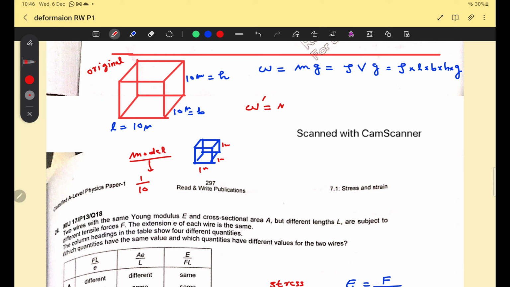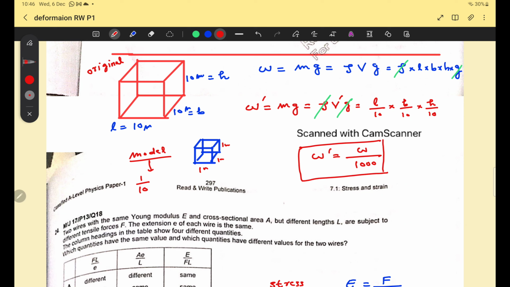And now my question is, what will be its weight? You know that weight is equal to mg. Mass is equal to density into volume. Volume will change. Density is the same, so we can cancel density, we can cancel gravity. The main thing is volume. What will be the volume, sir? Volume will be length into breadth into height. So the new volume will be 1 upon 1000 times the original volume. So the new weight will be 1 upon 1000.